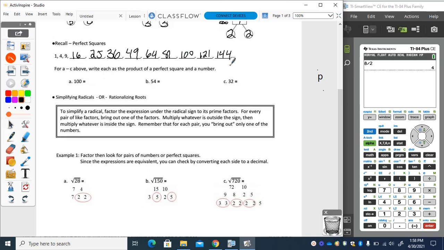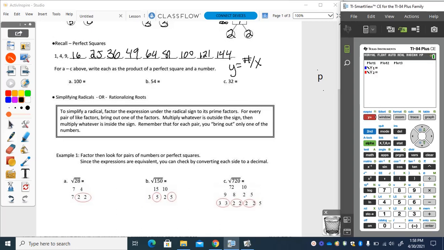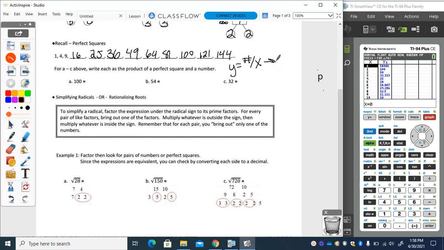The best way we're going to do it is go to y equals, and then for y1 we're going to do the number divided by x. So let's start with A. What's my number? 100, so we'll have 100 divided by x. And then we'll go to our table. So second graph, and we're going to look for the highest.